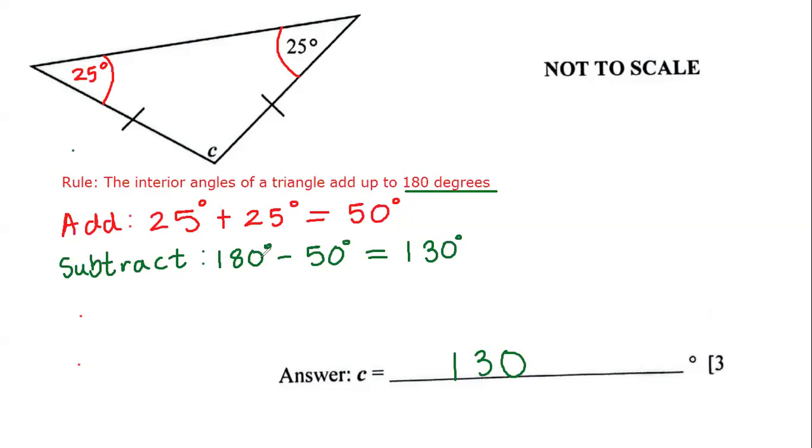The interior angles of a triangle always add up to 180 degrees. Very good. And so once we subtract, we get 130. Then that's our answer right there.